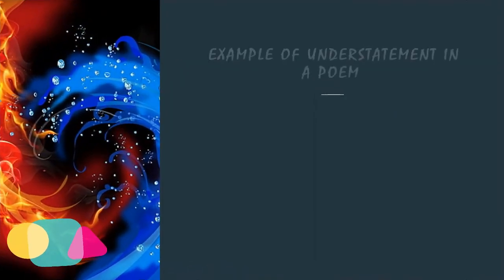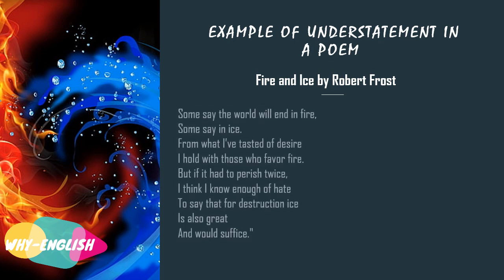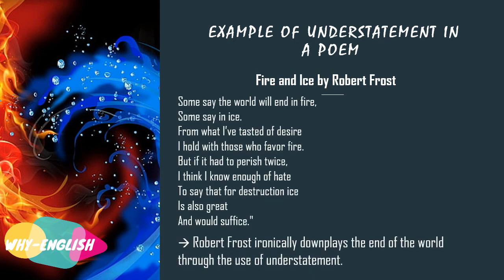And the example of understatement in a poem, we have Fire and Ice by Robert Frost. Jadi Robert Frost ironically downplays the end of the world through the use of understatement. Jadi menganggap remeh, menganggap enteng akhir dunia itu. Ya. Bahwa di poem ini dia menggambarkan akhir dunia itu disebabkan oleh fire and ice, api dan es. Dan itu dianggapnya seperti hal yang biasa saja.